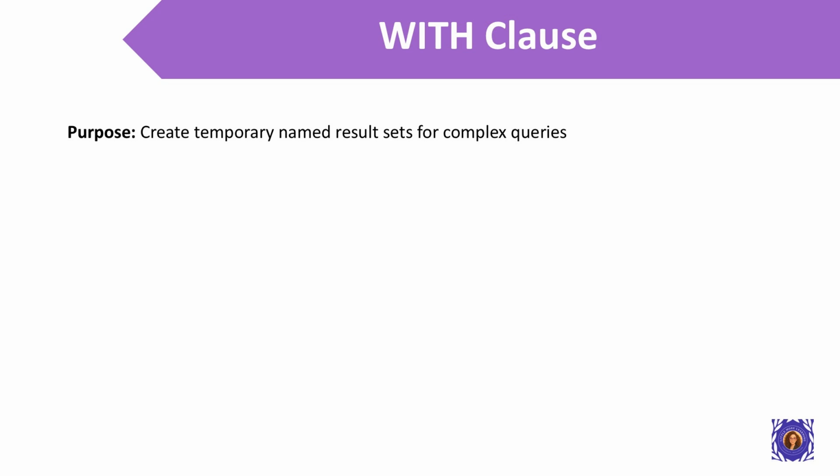Imagine you're analyzing sales data and you need to find the top-performing regions, then find customers in those regions, and finally calculate some statistics. Without the with clause, you'd either write a massive, unreadable query, or you'd have to create actual temporary tables. The with clause gives you a third option: clean, readable, maintainable code.